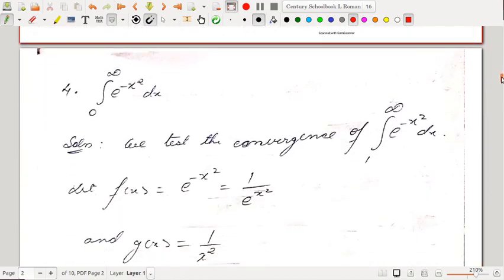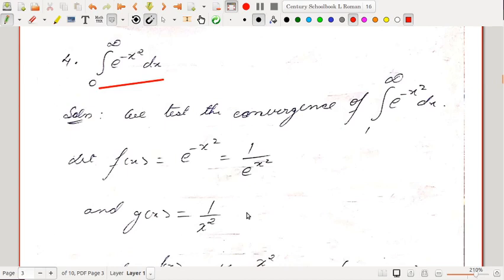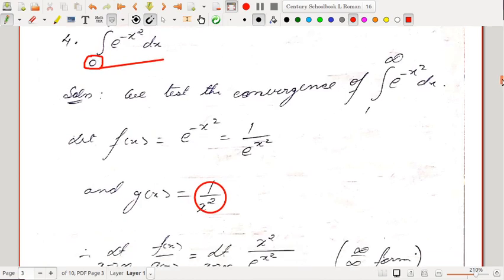Okay, the fourth one: the integral from 0 to infinity of e to the power of minus x square. So we test the convergence of the integral from 1 to infinity of e to the power minus x square. Why are we doing that? Because for comparison, we will use integrals of the type 1 by x to the power something. But here the range of integration includes 0 as well. If we compare within the range 0 to infinity, then we will be in trouble, because dx by x square has a different interpretation for 0 to infinity.